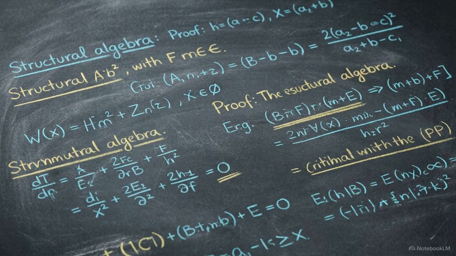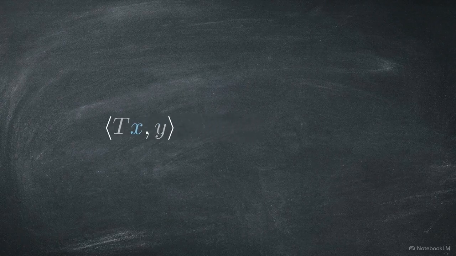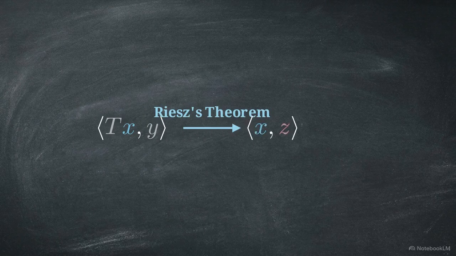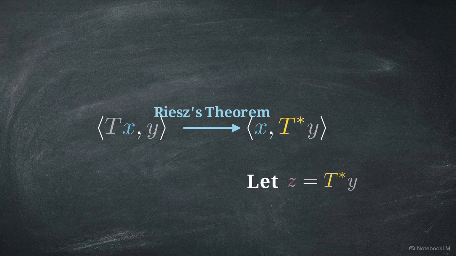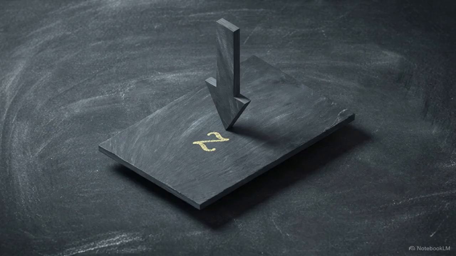Start with the inner product of Tx and y. Treating y as fixed makes this a bounded linear functional with x as variable. Riesz's theorem guarantees a unique vector z, so this equals the inner product of x and z. We define T star on y exactly as this vector z. The existence of the adjoint is an unavoidable geometric consequence of the Riesz representation theorem.